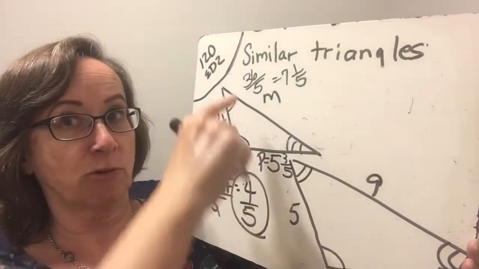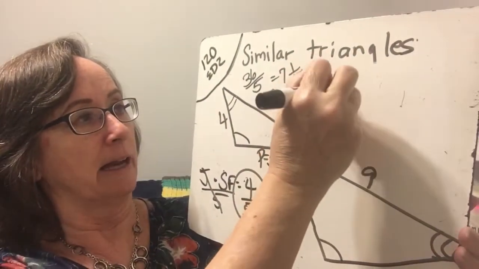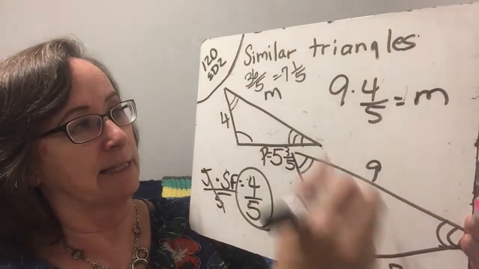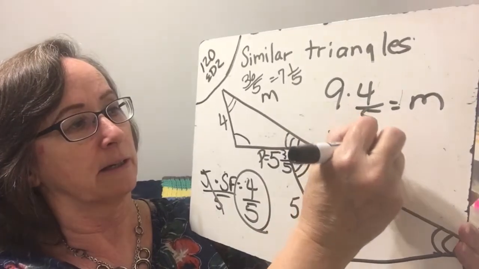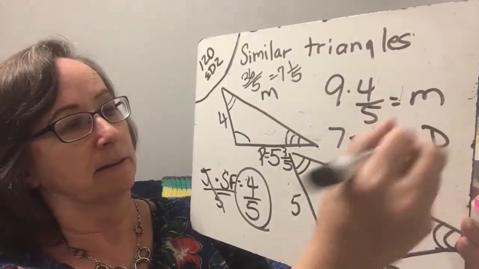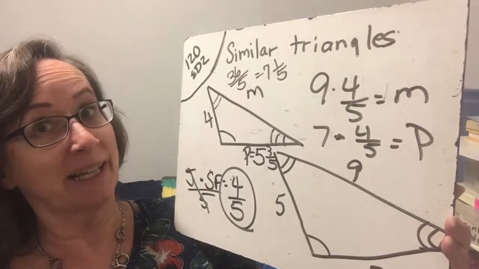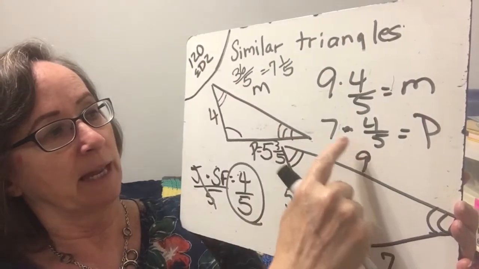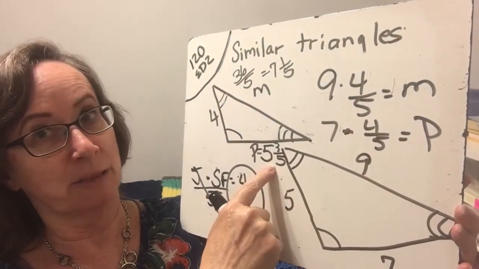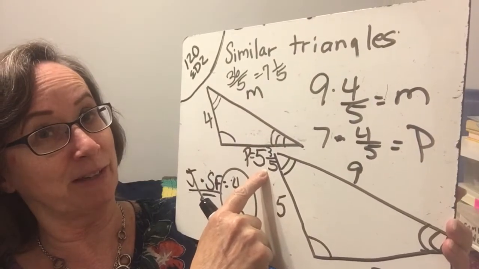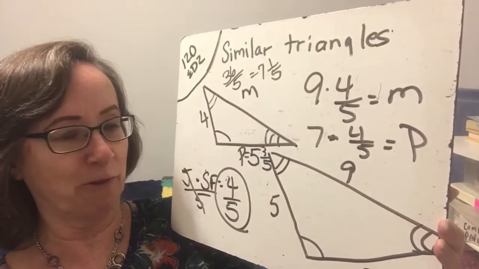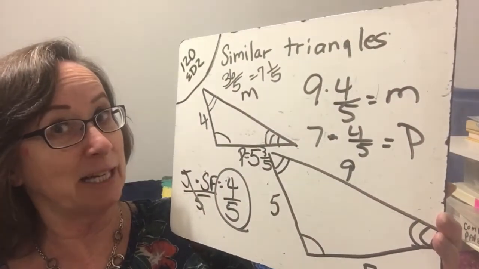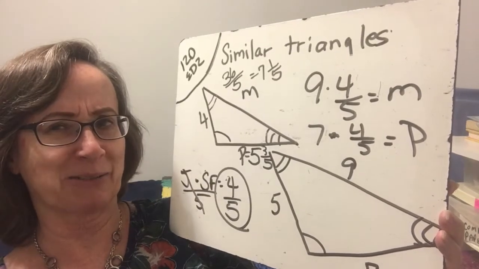We're moving from this triangle to this triangle. So 9 times 4/5 is m, and 7 times 4/5 is p. A little bit easier that way, isn't it? But we're going to get the same answer, right? 36/5 is m, and 28/5 is p, which is the same thing as 5 3/5. So it's easier if we move from the known triangle to the unknown triangle, but you're going to get the same answer both ways. It's just a little bit less work.